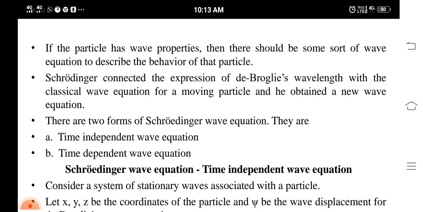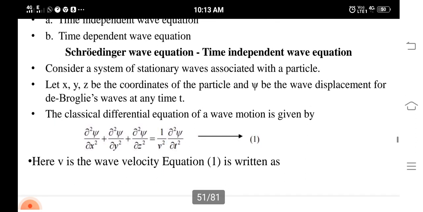It is in two forms. One is the time independent wave equation, the other is the time dependent wave equation. In this video we are going to see Schrodinger's wave equation in its time independent form. Consider a system of stationary waves associated with the particle.